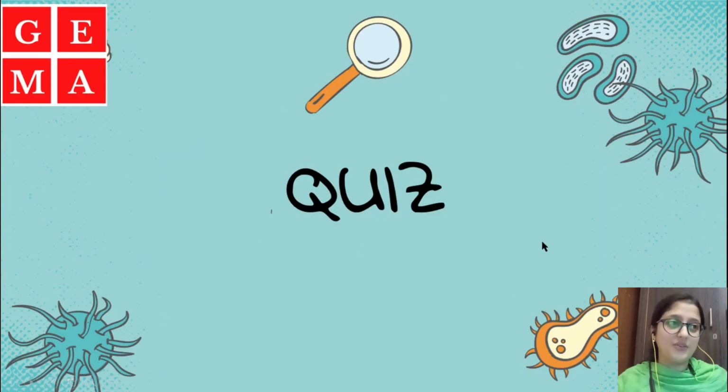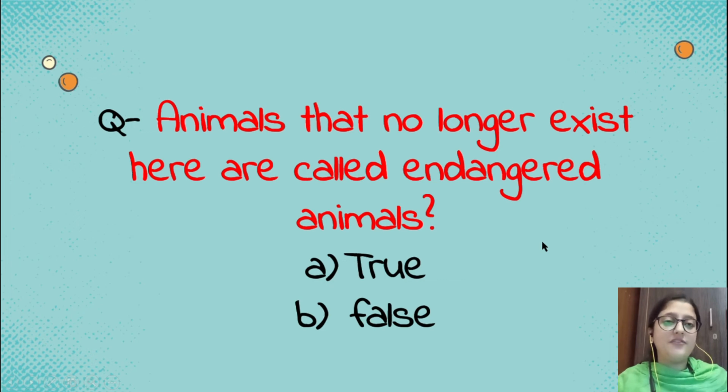Now let's come to a short quiz. So I'll give you 5-10 seconds to think about this, and then I'll tell you the answer. Animals that no longer exist are called endangered animals. Okay, I'll count till 10. Okay, so the answer is false. The animals that no longer exist anywhere are known as extinct animals. They have ceased to exist.